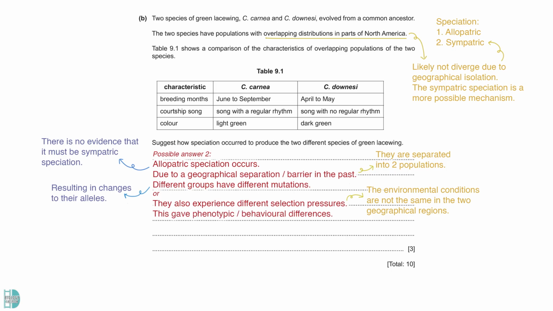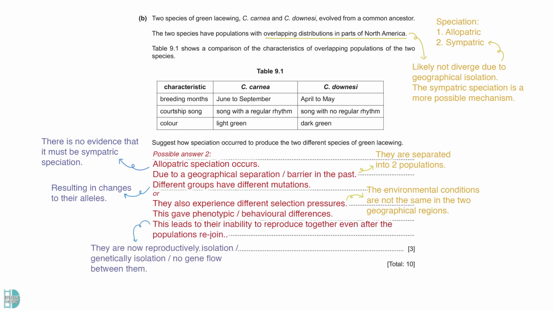This change in the gene pool leads to phenotypic or behavioral differences. Even though the physical barrier is ultimately removed, the two groups are so distinct that they no longer interbreed. They are now genetically or reproductively isolated, having evolved into two different species.